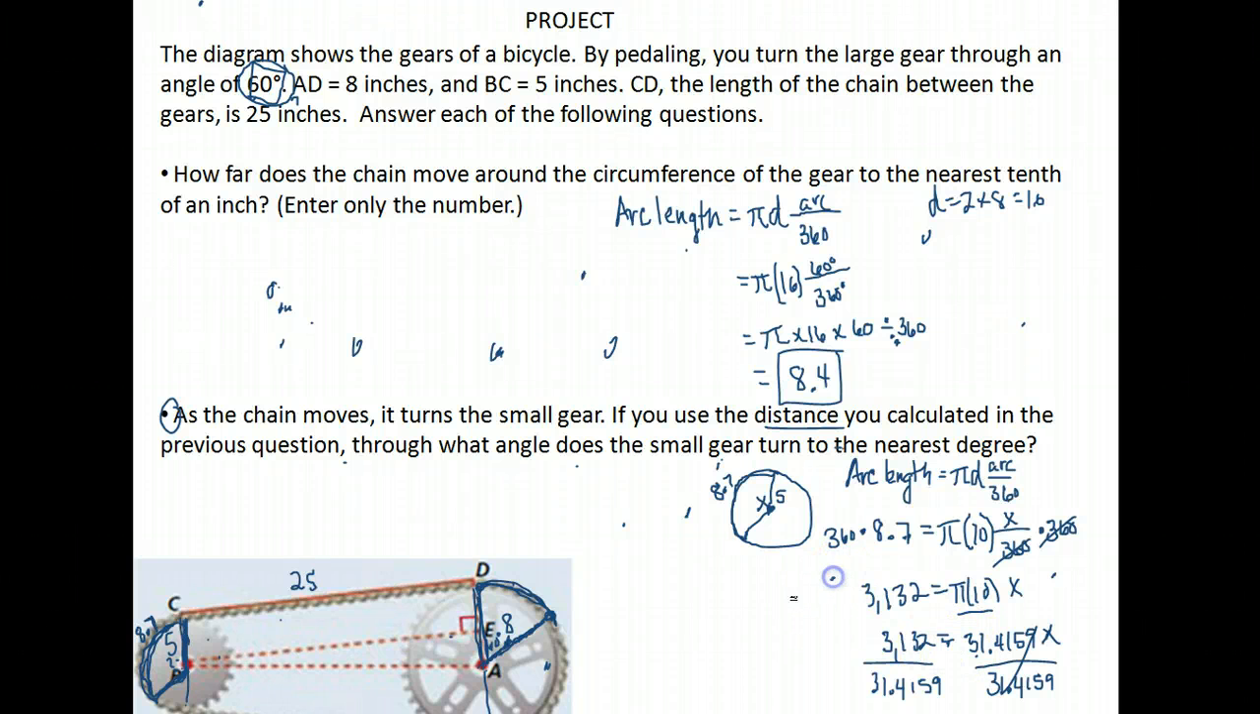When I do, I get x equals, what does it say, to the nearest degree? I get 99.69, which to the nearest degree would round up to 100. So for the numbers I used in this question, that angle in the center is 100 degrees. So while it turned the big wheel 60 degrees, it's going to turn the little wheel 100 degrees. So that's the process you would use to solve those two project questions.